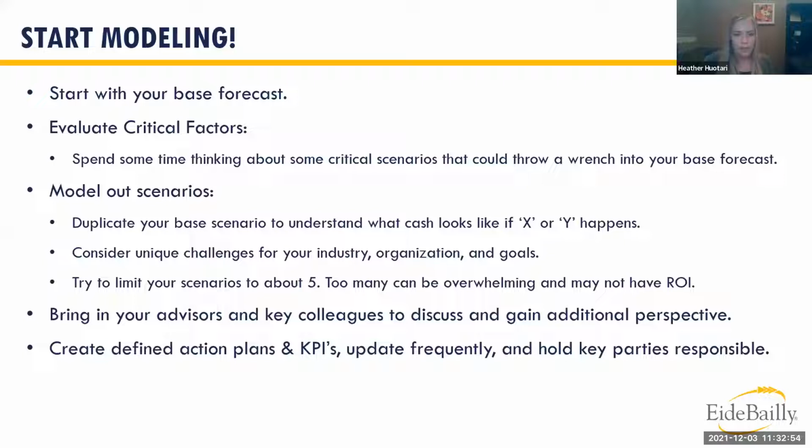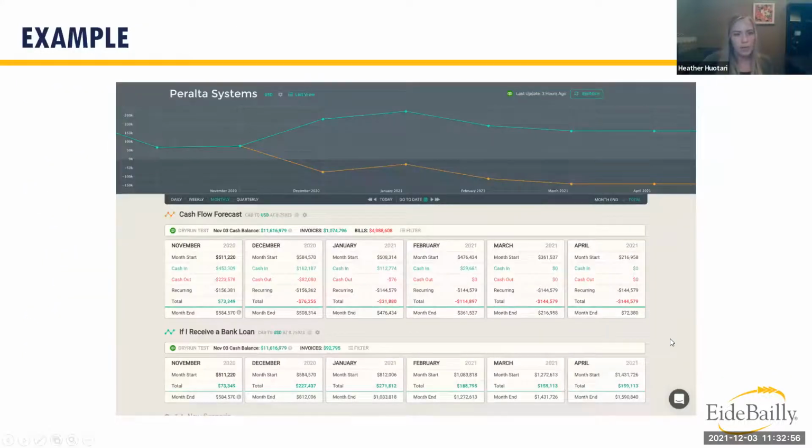All right. And then we wanted to show a quick example of one of the cash flow tools that we use internally and how all of this comes together into what you could see for your business. So here, it's a very simple scenario. In this top section here, you can see the base cash flow forecast. And then below that, we've got a scenario, what if I receive a bank loan?